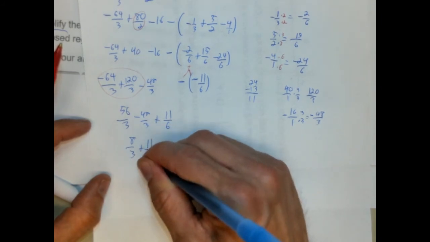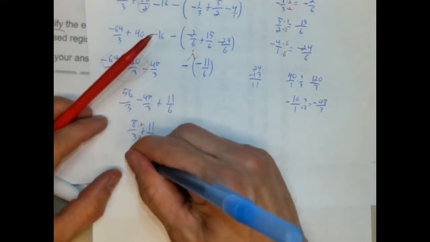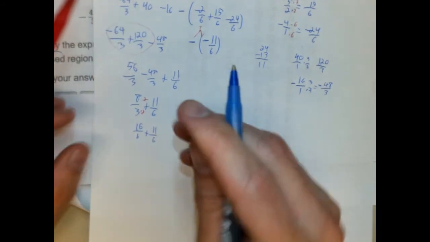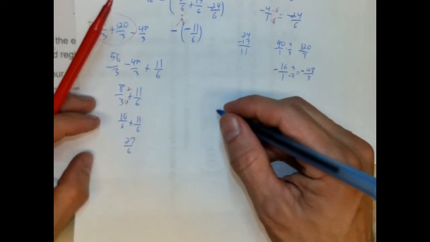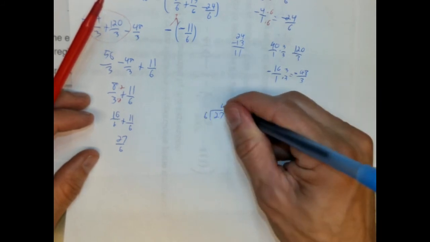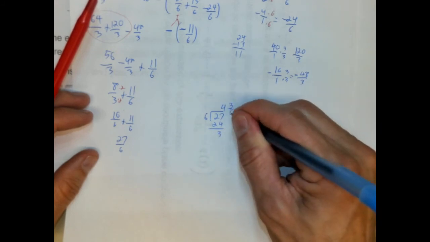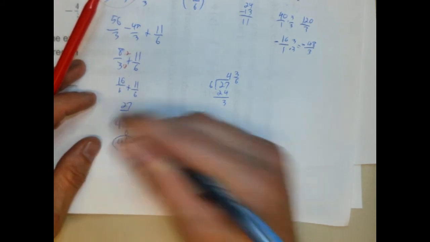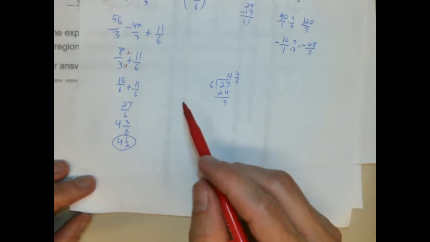plus 11 over 6. Let's change this to sixths. So 16 sixths plus 11 sixths would be 27 sixths. This is different than I did it, but I actually think it's a little easier. So let's change that to a mixed number. So 27 divided by 6 would be 4 and 3 sixths, which is 4 1/2. Okay, so I did that differently this time. I don't know if that's more confusing or less confusing. It's probably more, knowing my luck.